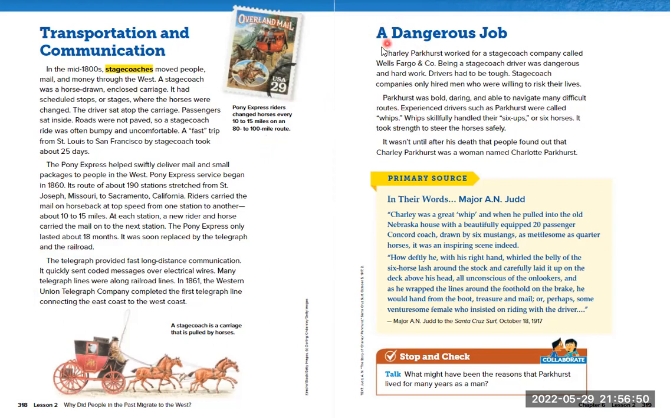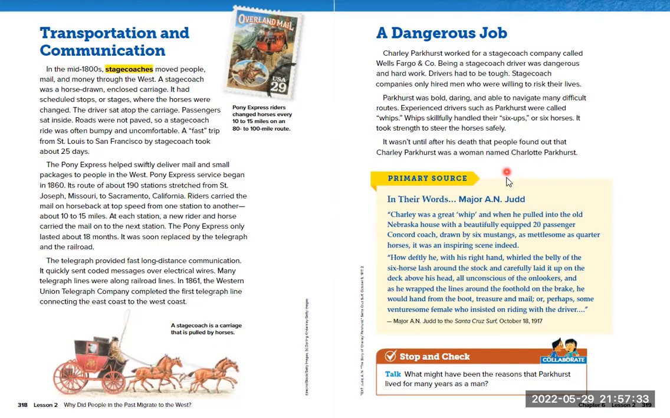A dangerous job. Charlie Parkhurst worked for a stagecoach company called Wells Fargo and Co. Being a stagecoach driver was dangerous and hard work. Drivers had to be tough. Stagecoach companies only hired men who were willing to risk their lives. Parkhurst was bold, daring, and able to navigate many difficult routes. Experienced drivers, such as Parkhurst, were called whips. Whips skillfully handled their six-ups, or six horses. It took strength to steer the horses safely. It wasn't until after his death that people found out that Charlie Parkhurst was a woman named Charlotte Parkhurst.